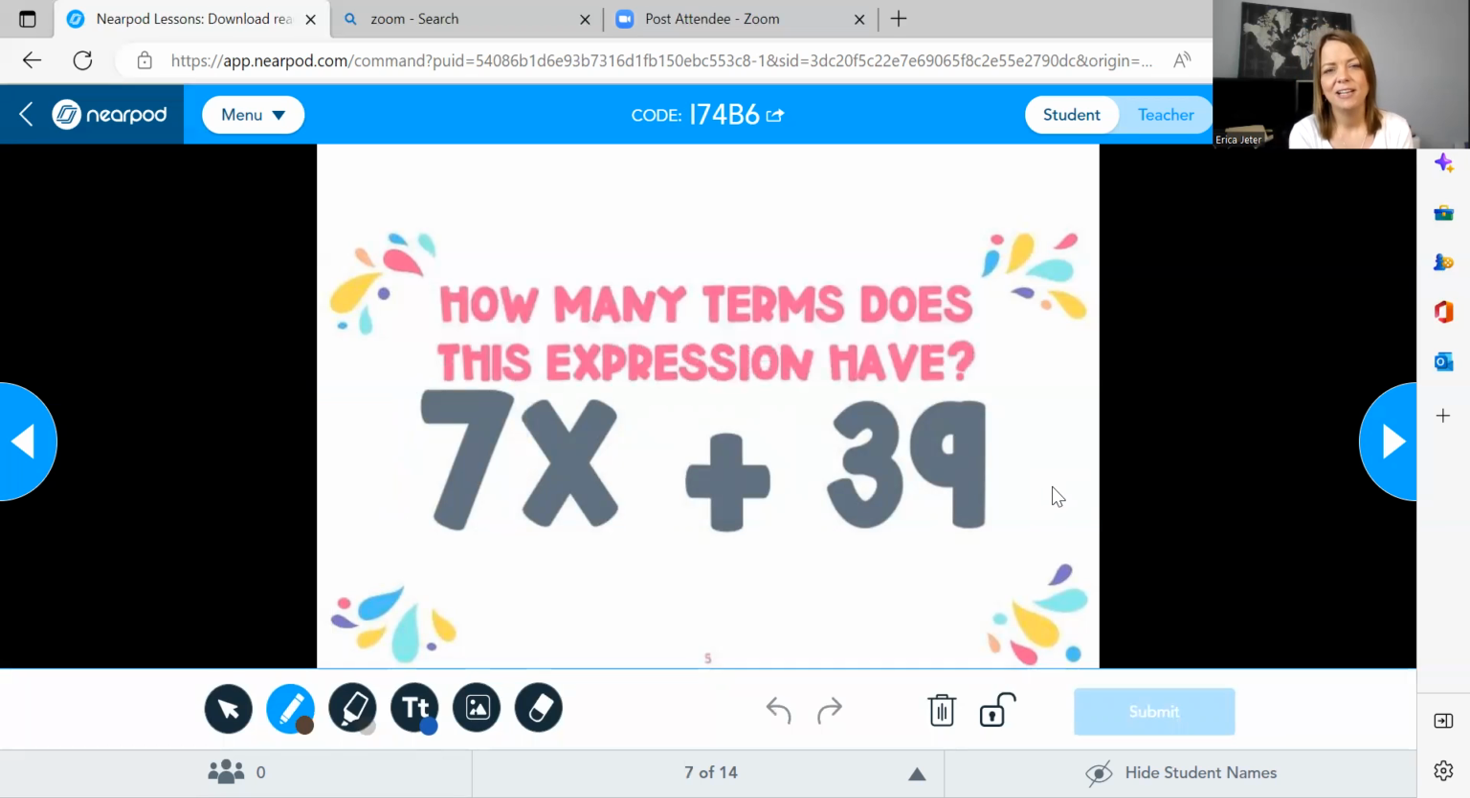All right, how many terms does this expression have? So we've been using 7x plus 39. How many terms are we looking at here? How many terms? Go ahead and send me a chat. And then after you send me a chat on your slide, I want you to circle the terms. Circle the terms here. I'm going to see what we're getting. All right.